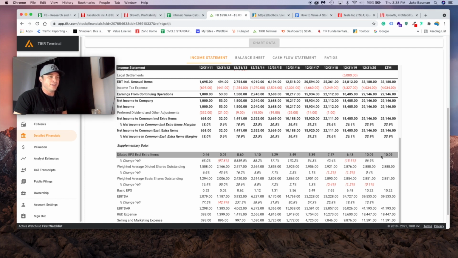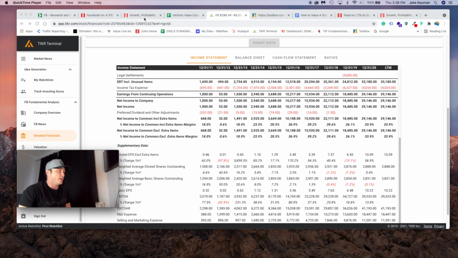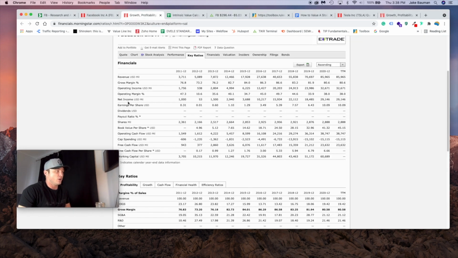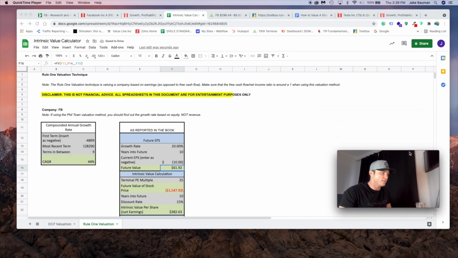Looks like I need to update it. And Phil Town in the book says you want to use this trailing 12-month number. Also, real quick, another way you can do it is you can just go to Morningstar earnings per share. It's going to pop up right there if you don't want to use tickers. So we're just going to put in -10. If you get mad at me for not putting in the 9 cents, go away. Don't watch any of my videos.